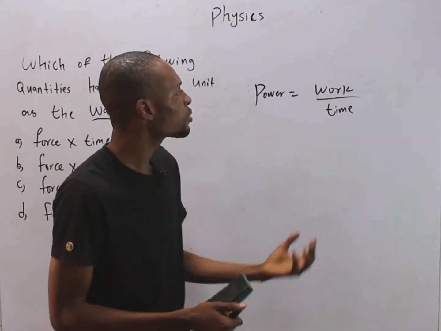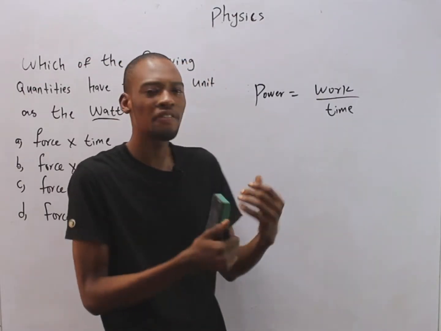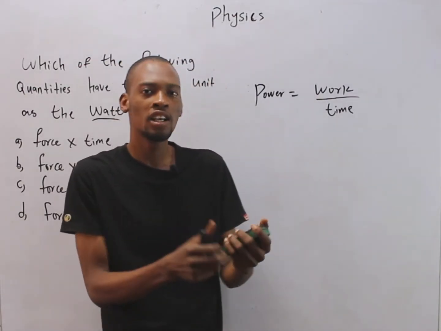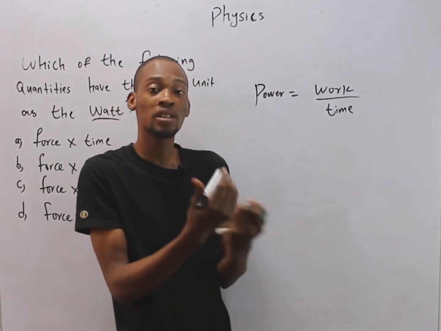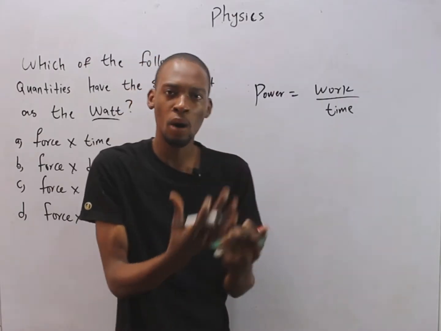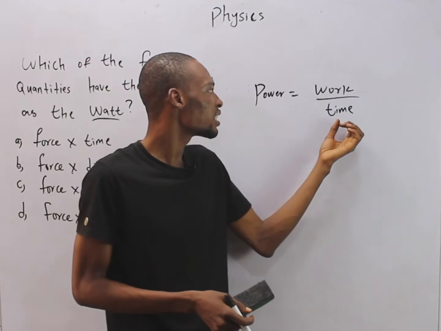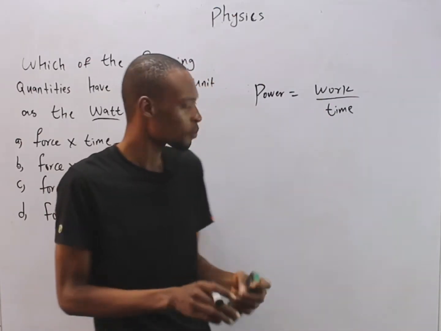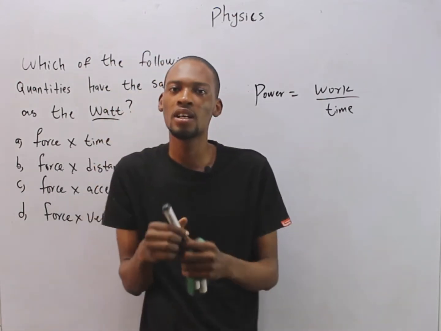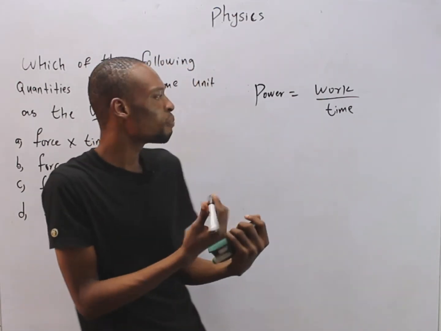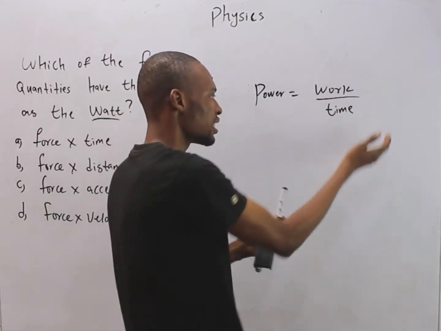If you are able to do work in a shorter time, it means you have much power. And if you are doing the work in a bigger time or more time, you have less power. The lesser the time, the more the power. And the more the time, the lesser the power. What is work? Work or work done is the product of a body's force and distance. So work is force times distance.